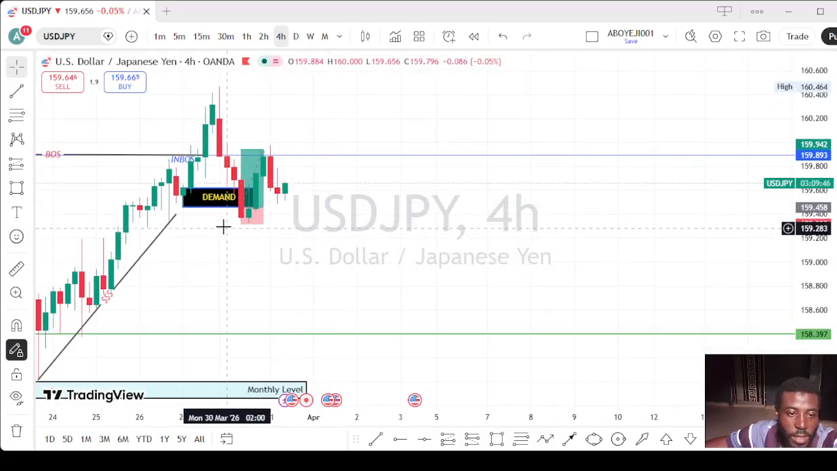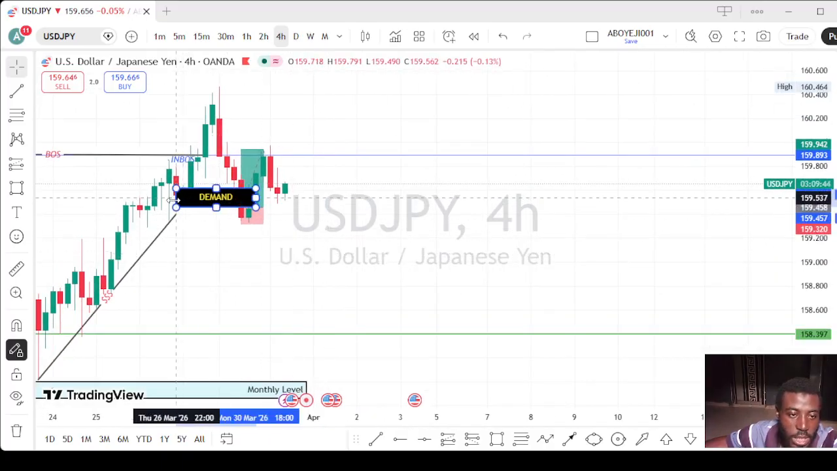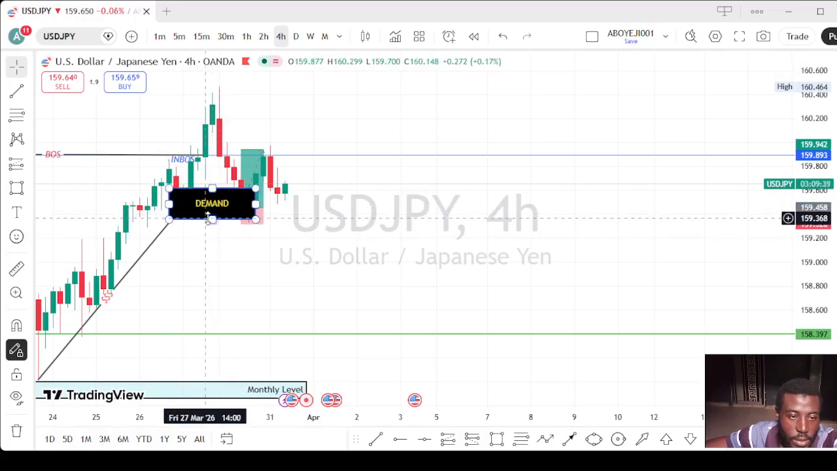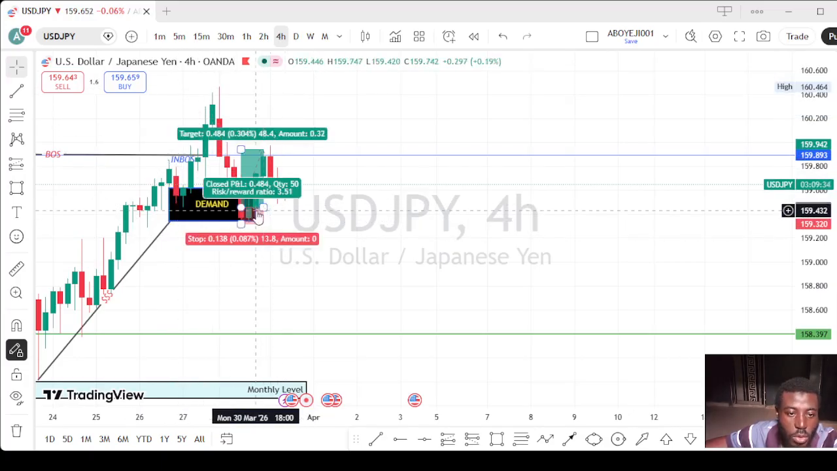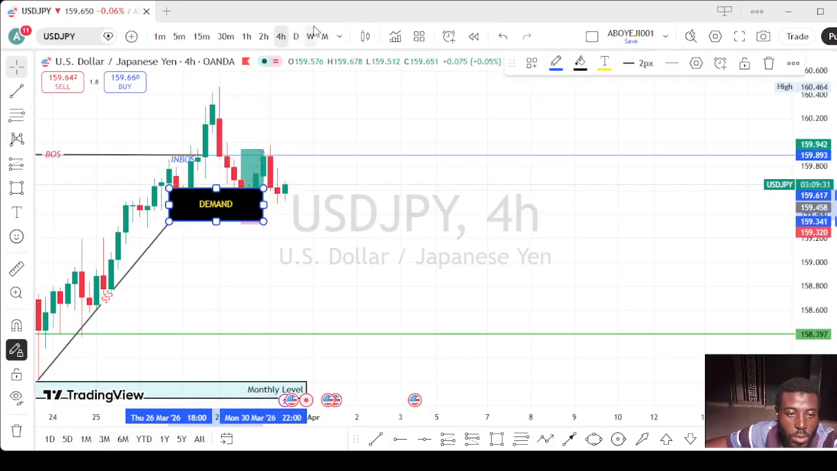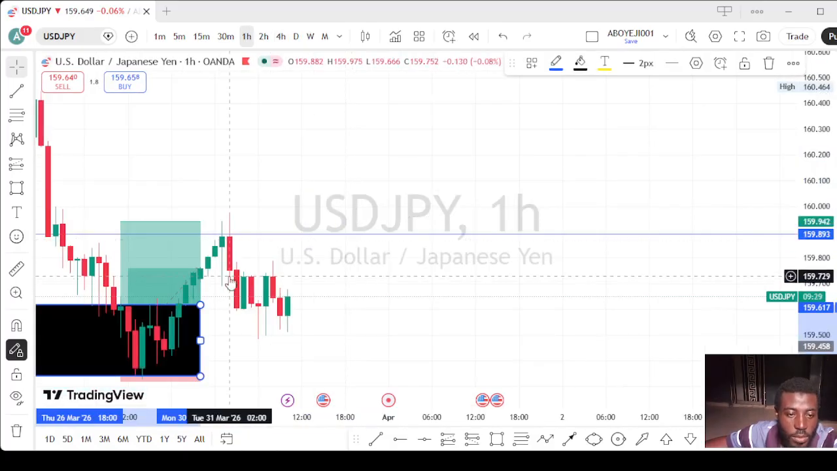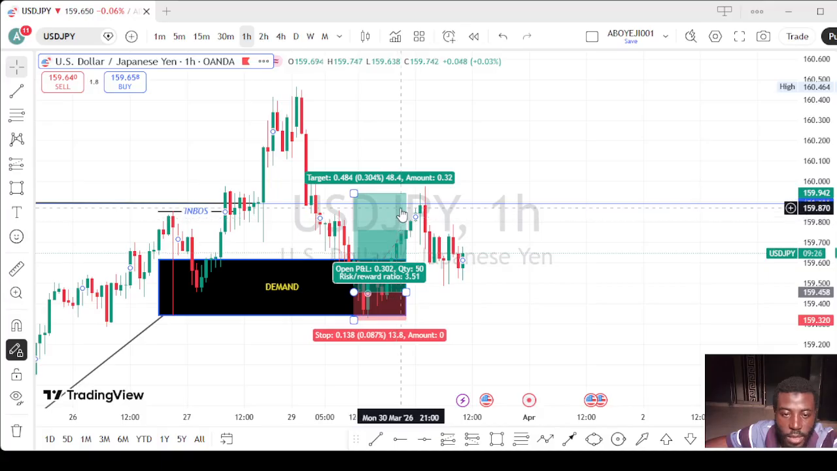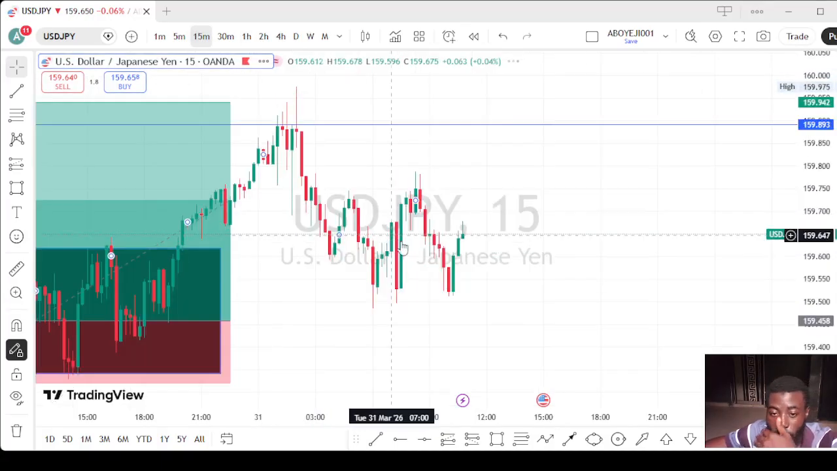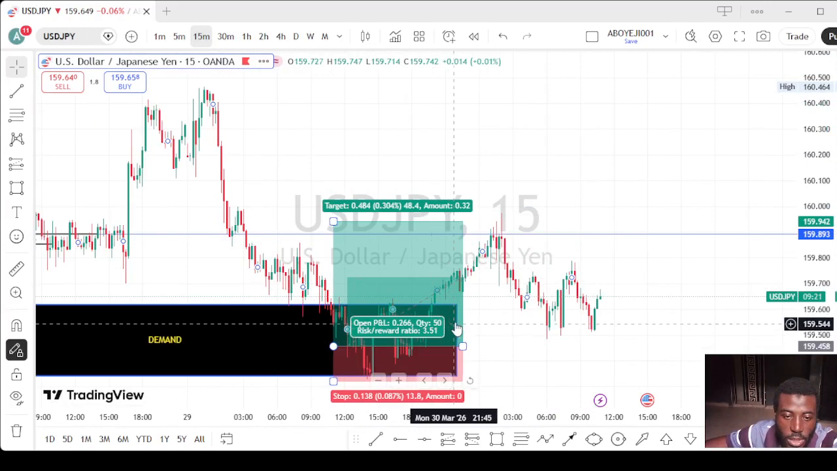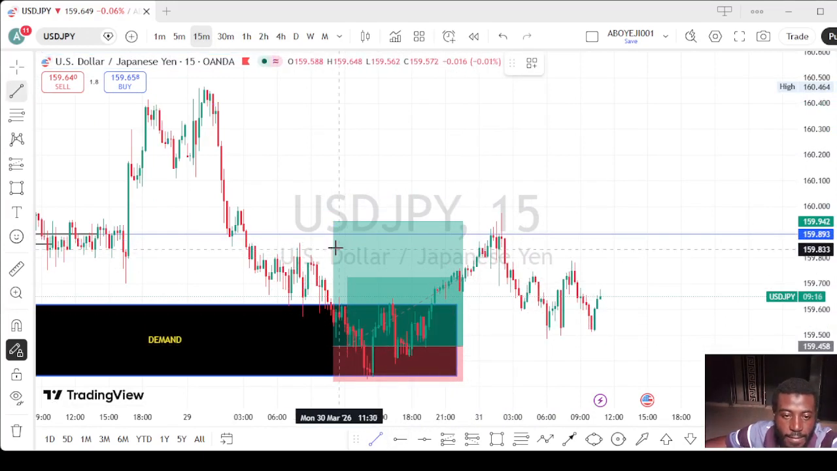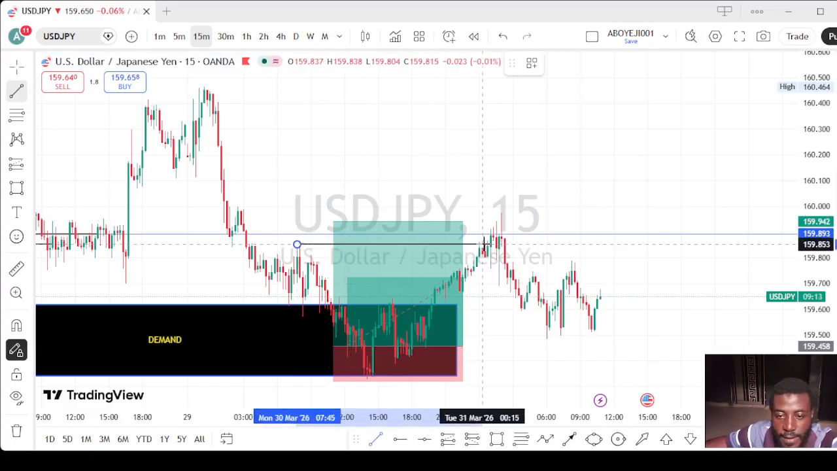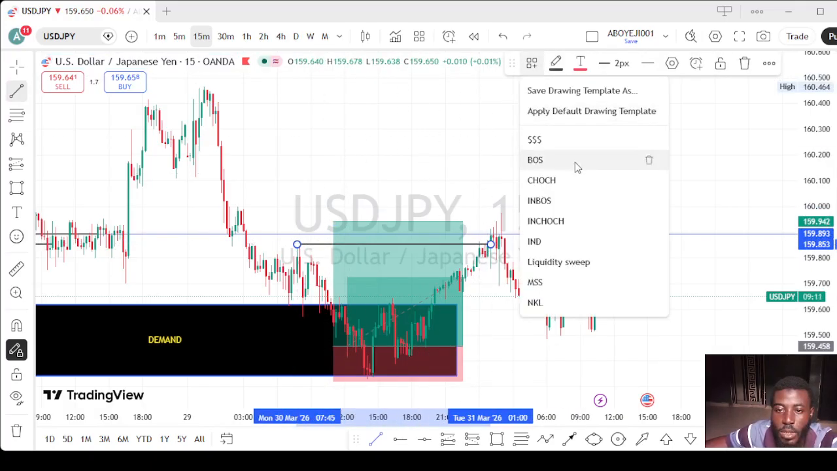For the 4-hour time frame, this is the last break of structure. This is here. You can see this is the break of structure. And on the 1-hour time frame, this is what the market gave us now. But let's move to the 15-minute time frame for clearer information. This is the last break of structure on the 15-minute time frame, and we are seeing break of structure over there.